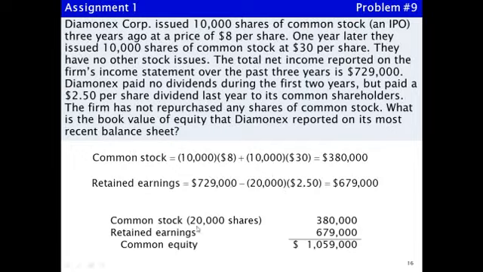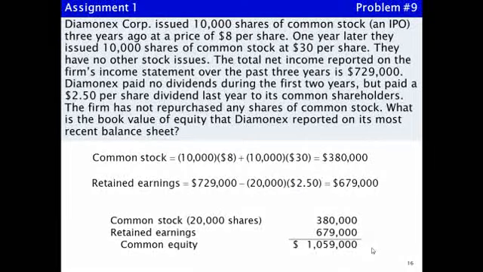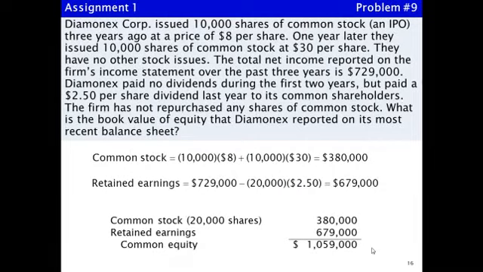Well, the balance sheet is going to have paid-in capital, 20,000 shares, $380,000. Retained earnings is $679,000. Total common equity, $1,059,000. Okay? And this ends our part 1 of Solutions to Assignment 1.